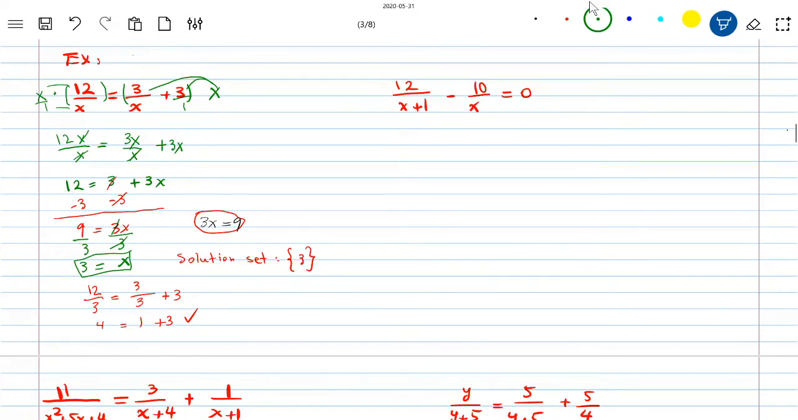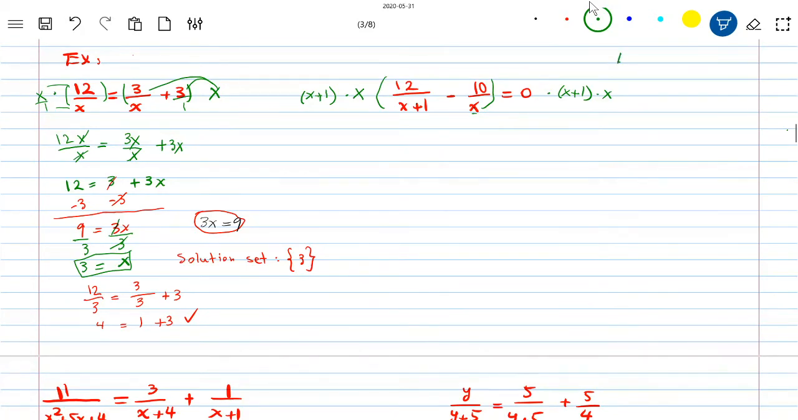How about the next equation? What is the common denominator? What do you want to multiply to get rid of all the denominators? If I multiply by x, I get rid of this denominator, but it doesn't get rid of x plus 1. So what I need is to multiply both x and x plus 1. If I multiply x plus 1, it cancels out this one. If I multiply an x, it will cancel out the other fraction. Whatever I do on the left side, I do exactly the same thing on the right side. x plus 1.